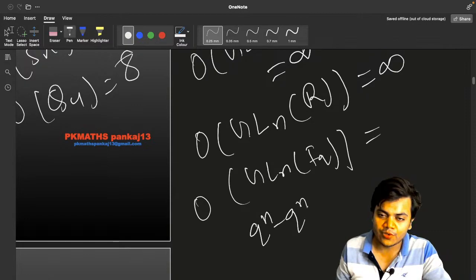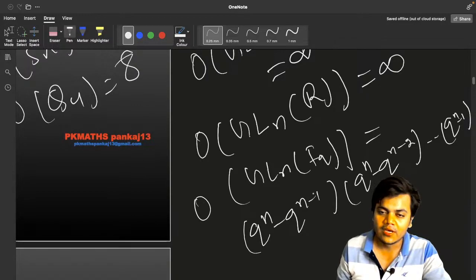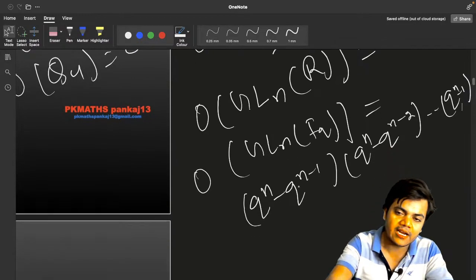Q^n minus q^(n-1) into Q^n minus q^(n-2), and by doing so Q^n minus 1. Okay, so this is the order of GL_n(F_q).